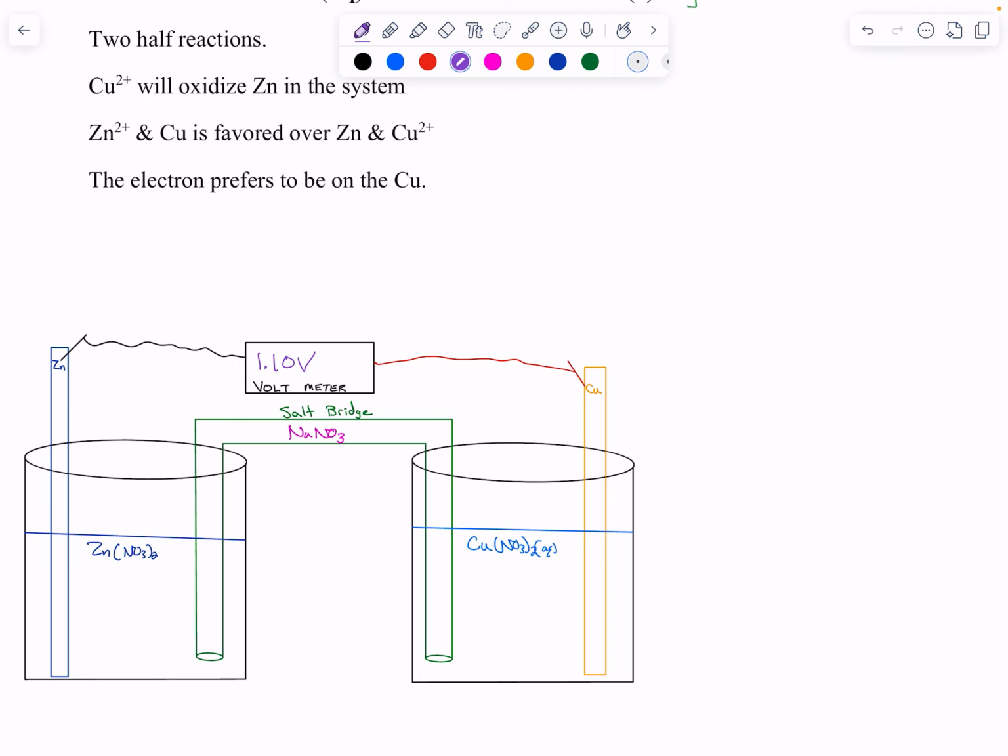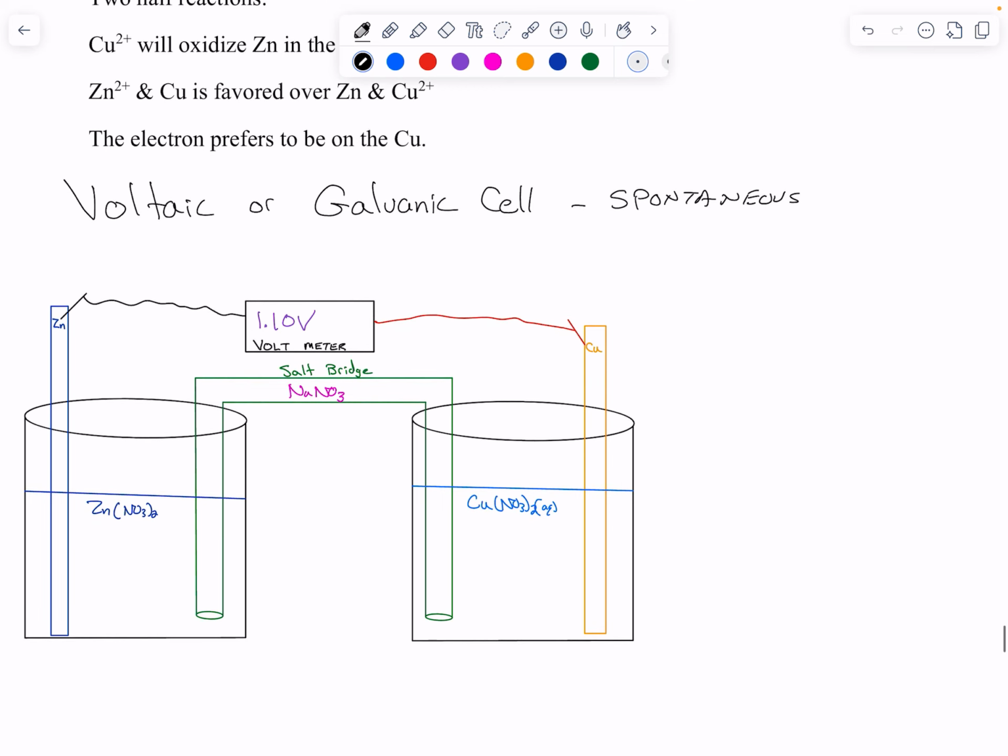And so what's going on physically here? Let's zoom in on this and define some terms. This is a voltaic, or some books call it galvanic, cell, which means it's spontaneous. That means it's going to happen without any outside intervention. As soon as these wires are connected to these two half cells, the voltmeter is going to just read. Let's define everything and then we'll talk about this.